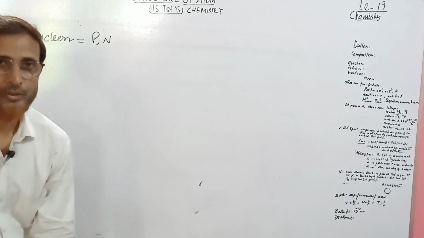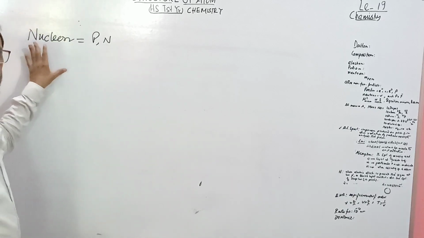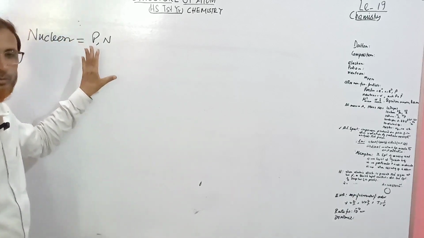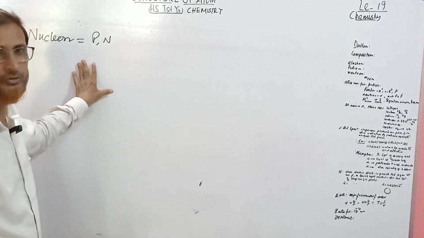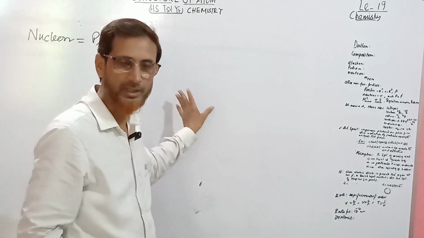So, another new term, nucleons. You will very often come across the term nucleons. Nucleons means proton and neutron when they are found in the nucleus. So the combination of proton and neutron in the nucleus is called nucleons. It is a very important term you need to know.